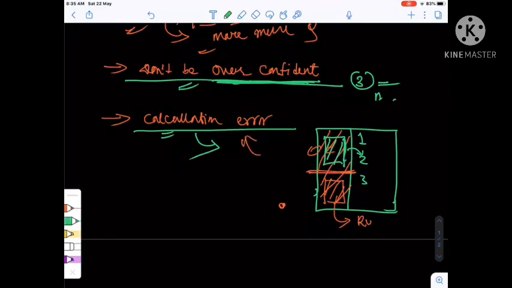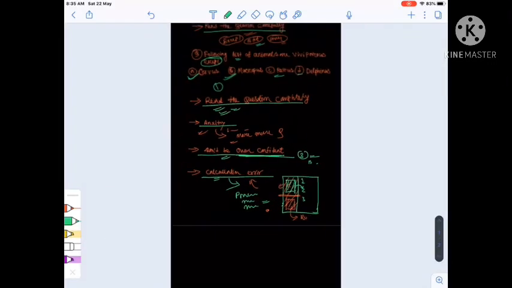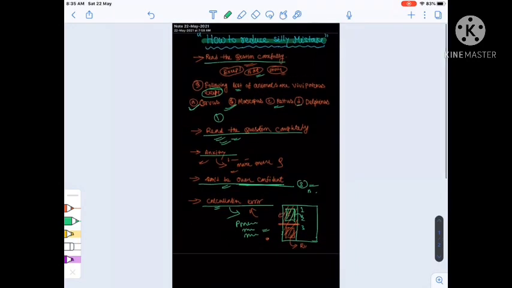Another important point to avoid calculation errors is to practice more and more MCQs at home, so that calculation errors do not occur in the examination hall. These are the points in which students generally make silly mistakes.